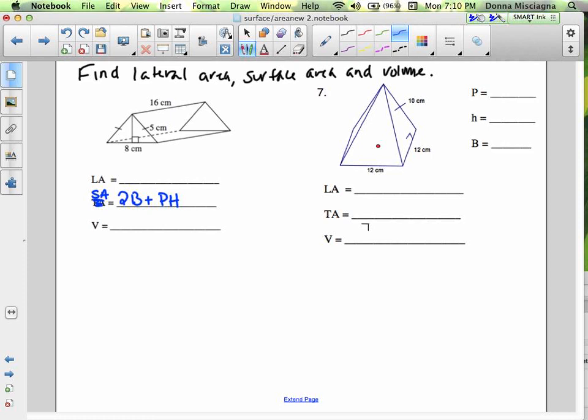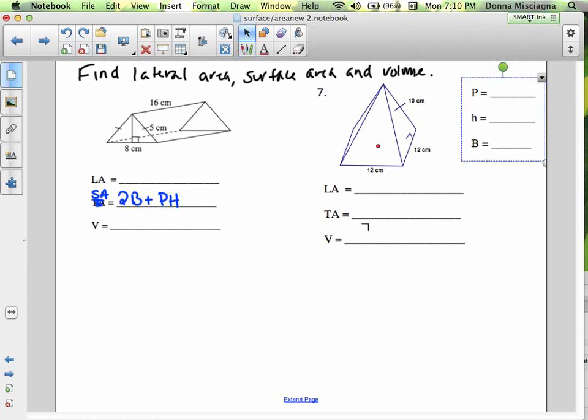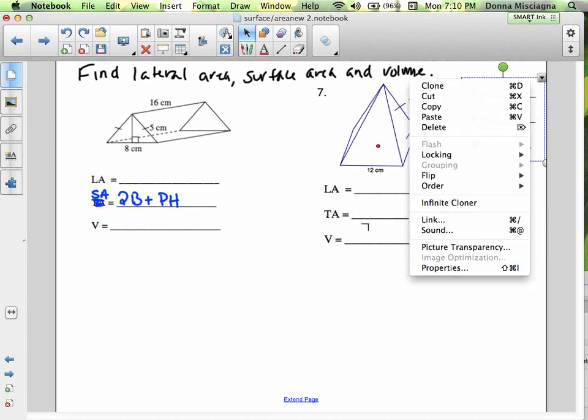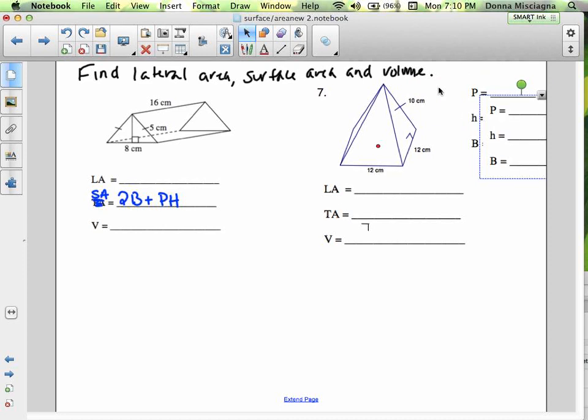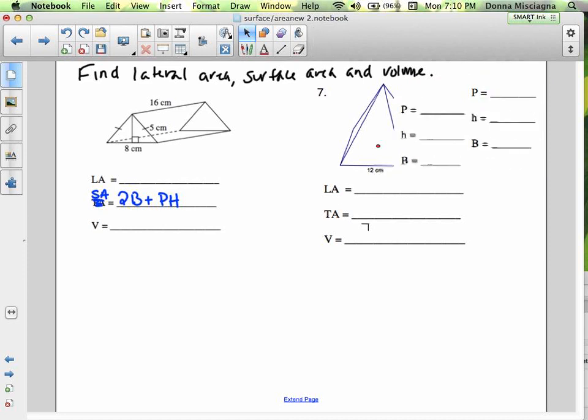I think I did, and I must have accidentally erased it. Let's see if I can clone that. Clone. There we go. Let's put that over here. And you have that in your notes.